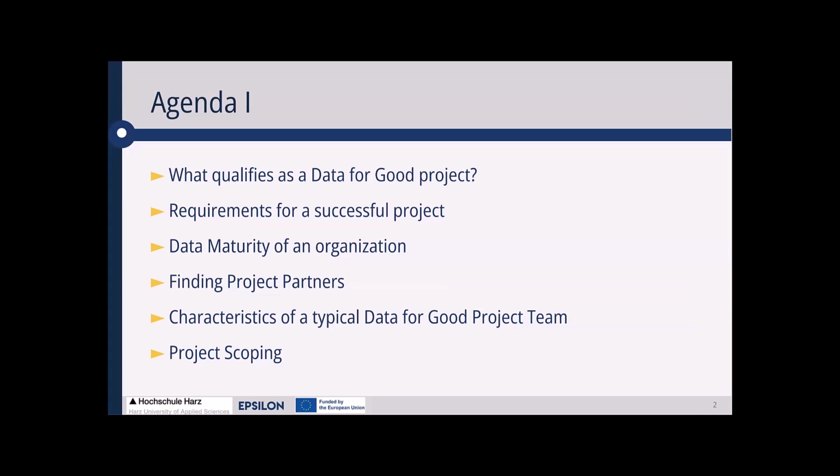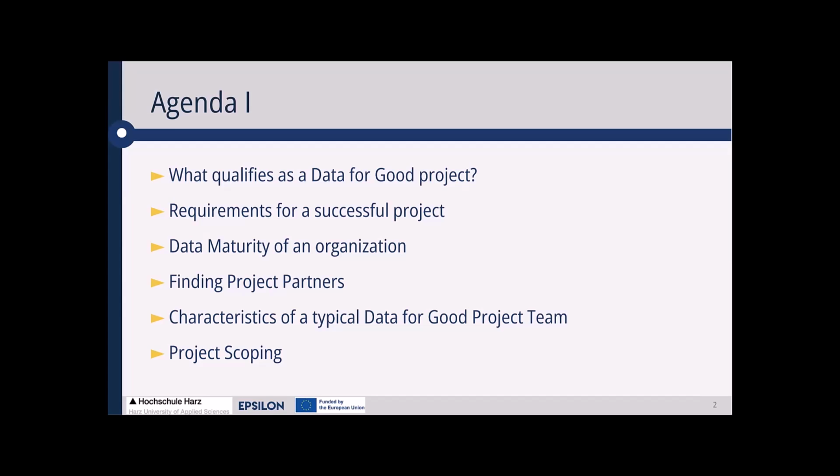Then, after the project is defined, we will talk about the requirements, so to say the skill set that you need in order to conduct a successful project. And as most of the projects are dealing with data within an organization, we provide a data maturity discussion, which helps you to categorize and to characterize the data that is available within the organization that you work with. And then we will spend some thoughts about how to find the right project partners and what are the characteristics of a typical Data for Good project itself.